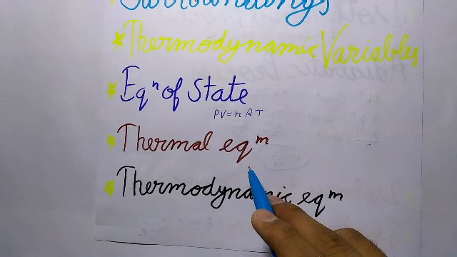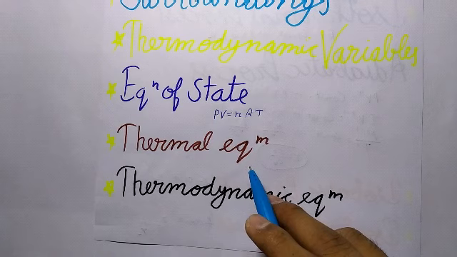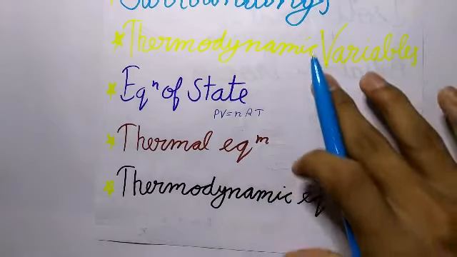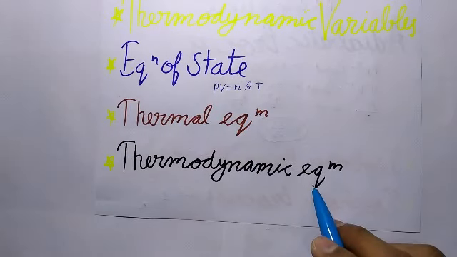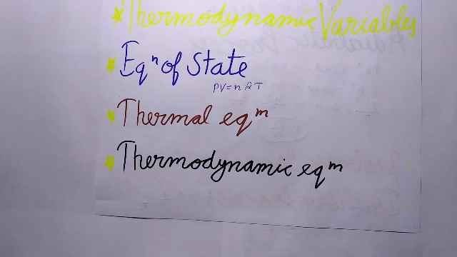Next is thermal equilibrium. Two systems are in thermal equilibrium with each other if they have the same temperature. Thermodynamic equilibrium. A system is said to be in the state of thermodynamic equilibrium if the macroscopic variables describing the thermodynamic state of the system do not change with time. A system in a state of thermodynamic equilibrium possesses mechanical, thermal and chemical equilibria simultaneously.